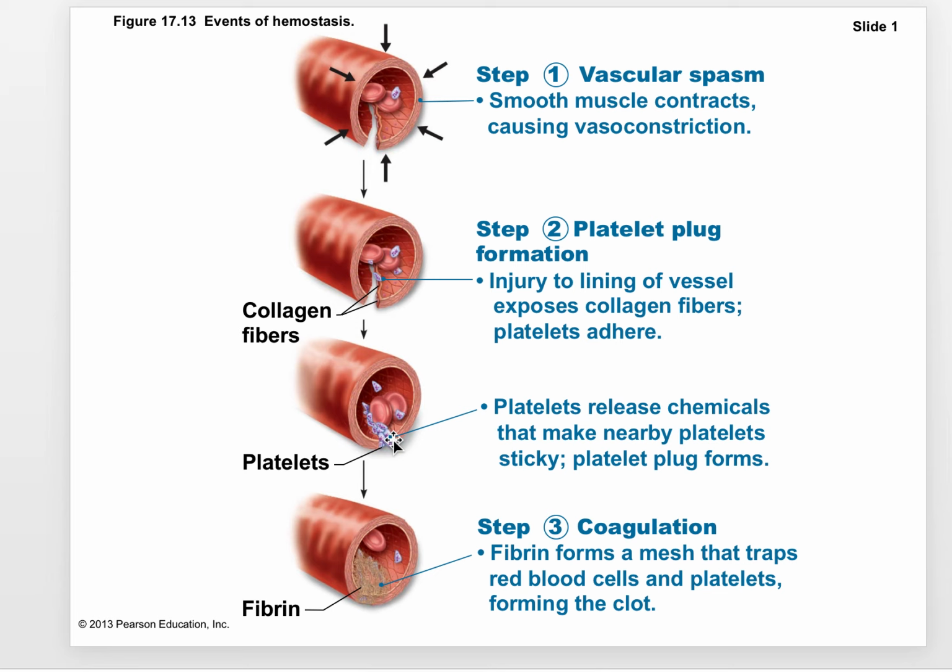What you need is a more substantial, stronger plug to keep the hole from getting larger. And when the vasoconstriction stops, then you have more blood flow. So you need a way to contain that blood flow, and that's where coagulation comes in. Coagulation is when fibrin, which are proteins within the blood, form a strong mesh that traps red blood cells and platelets, and forms a clot.